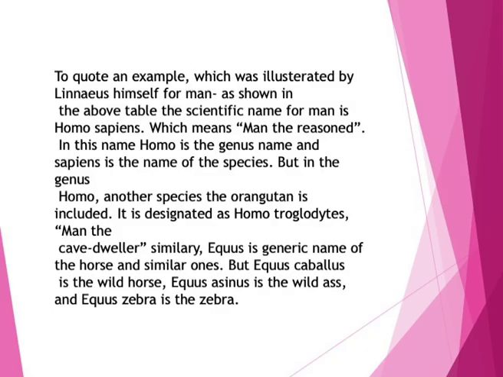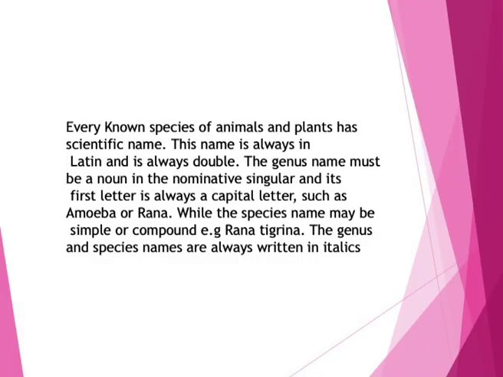Similarly, Equus is the generic name of the horse and similar ones. Equus caballus is the horse, Equus asinus is the ass, and Equus zebra is the zebra. So, every known species of animals and plants has a scientific name. This name is always in Latin and is always double.